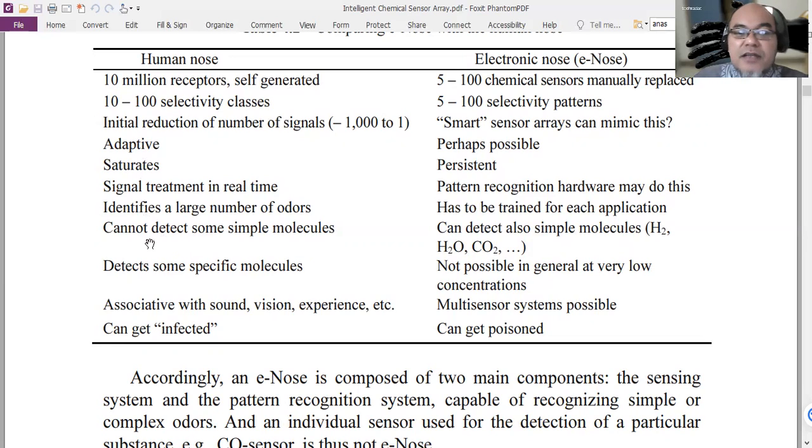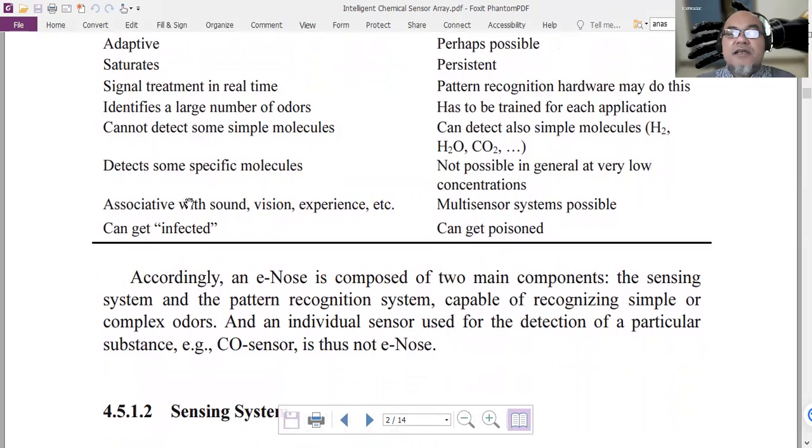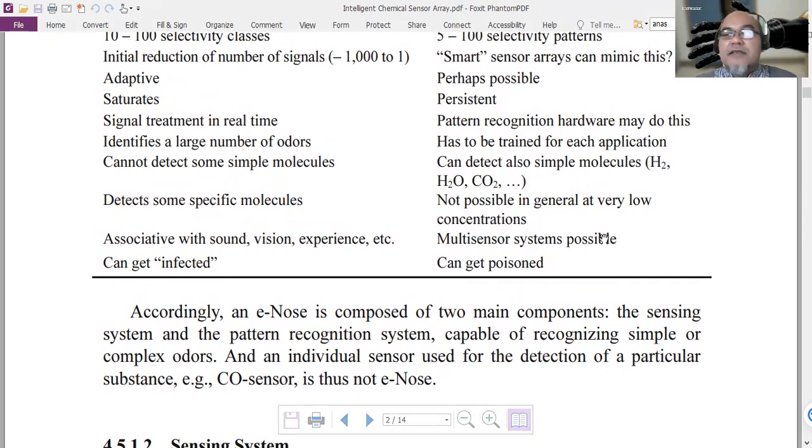The human nose cannot detect simple small molecules like oxygen, nitrogen, CO, etc. The electronic nose can. The human nose is usually used to detect volatile organic compounds, compounds larger than these smaller gases. So the human nose detects some specific molecules at very low concentration, which is not possible in general for an electronic nose. The human nose is also associated with sound, vision, experience, etc. It is connected with the other processing of our human senses by the brain. It is possible to connect an electronic nose with other sensory systems, what we call a multimodal sensory system, but it is not yet so prevalent; not many people have developed this kind of multi-sensor system.